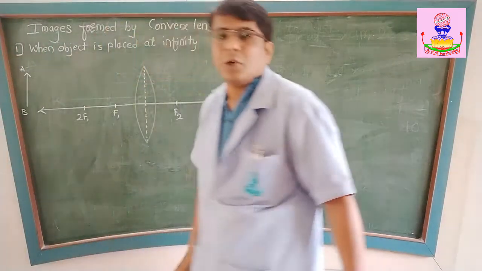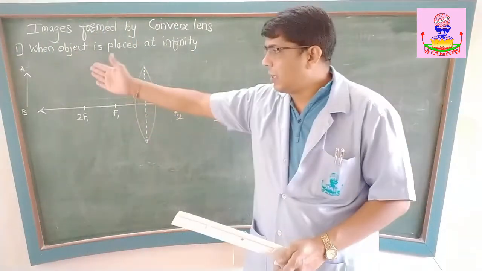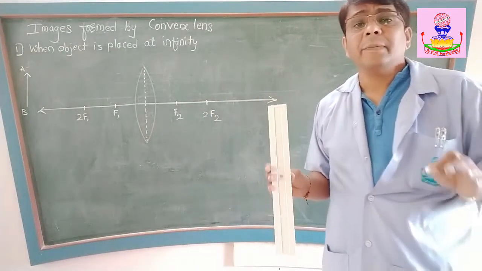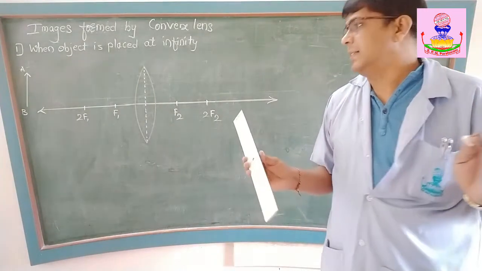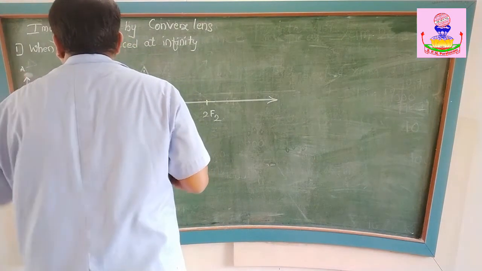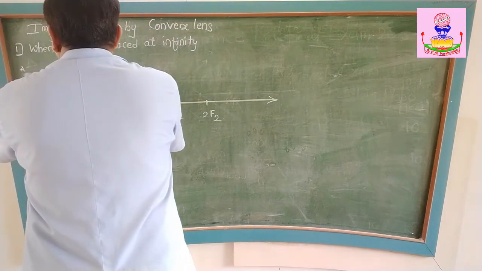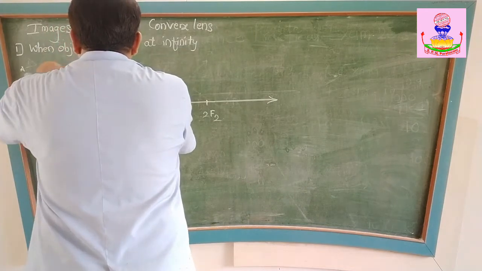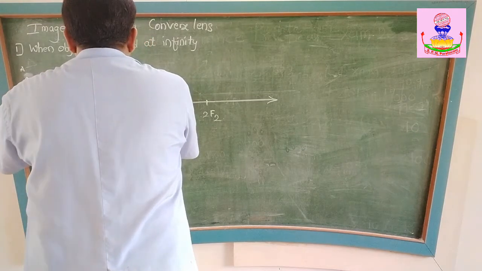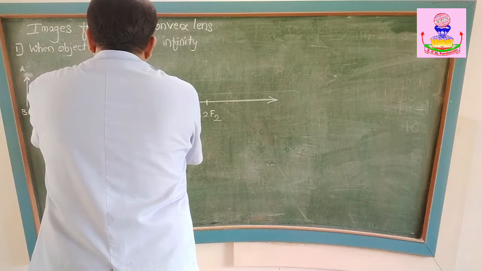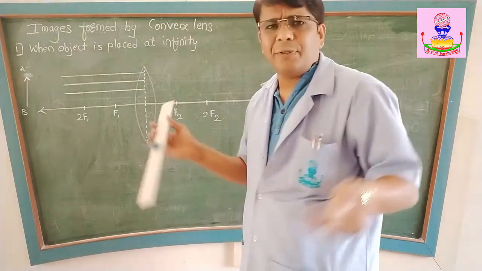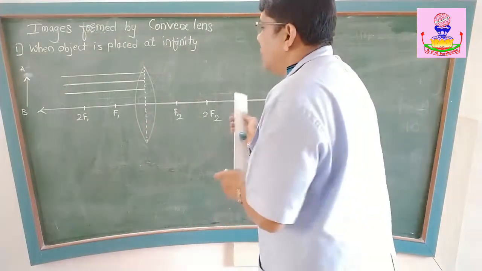Now, all the rays of light coming from the object which is at infinity are parallel to the principal axis. So I am going to consider all these rays parallel to the principal axis. I have drawn 3 of them. There are infinite. We have just considered 3 of them. Now these rays of light.